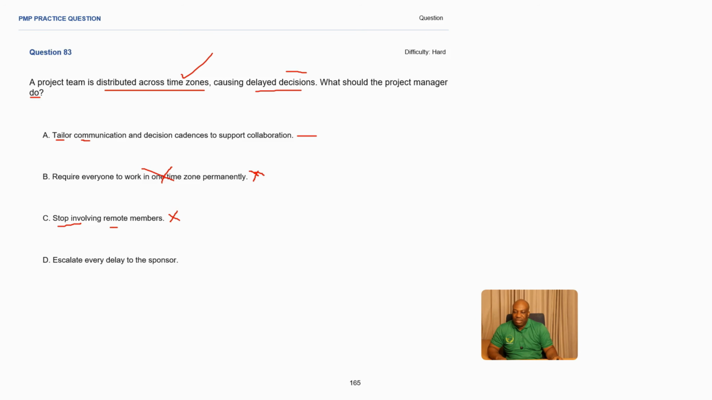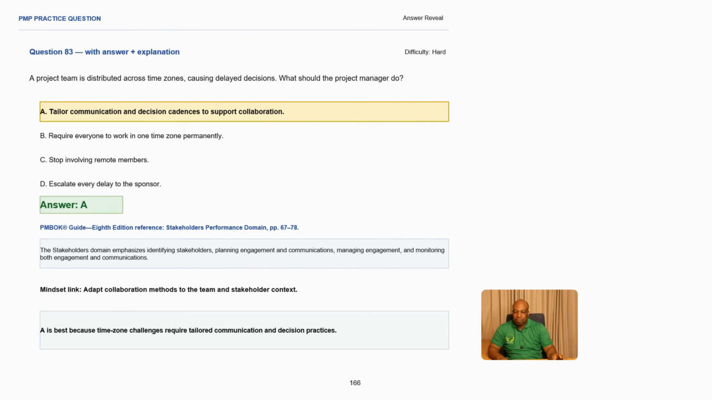Escalate every delay to the sponsor. You don't escalate every delay to the sponsor. The responsibility of the project manager is to manage the project on a daily basis, making this one an incorrect answer. So the best answer here is A.